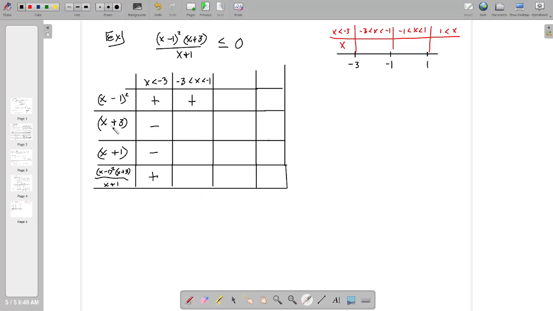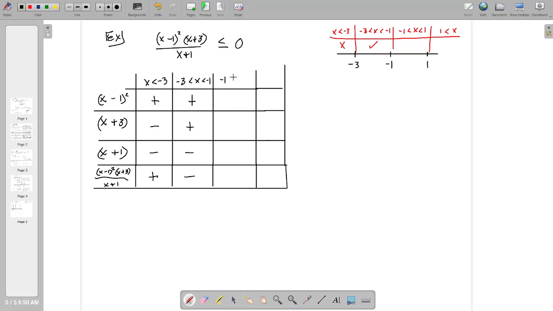Keeping with this, if we use -2, we have -2 plus 3, which is a positive value. -2 plus 1 is negative. And then we look at this quotient. A positive times a positive divided by a negative gives us a negative value. Is a negative number less than or equal to 0? Yes. So on this region, because the quotient is negative, it will satisfy this inequality. Thus, all of the values between -3 and -1 satisfy this inequality.